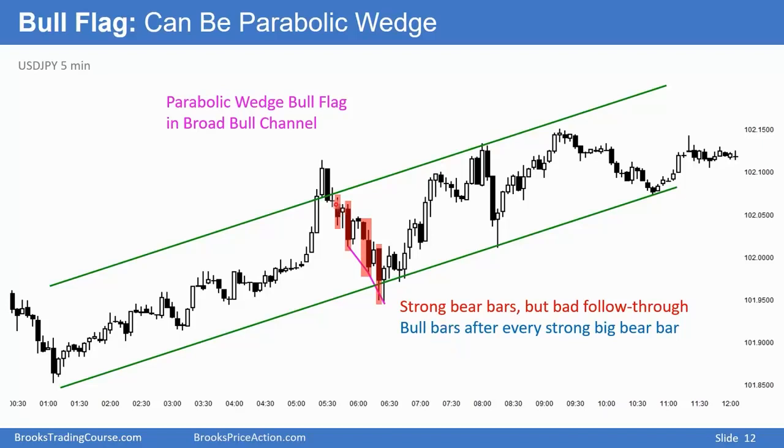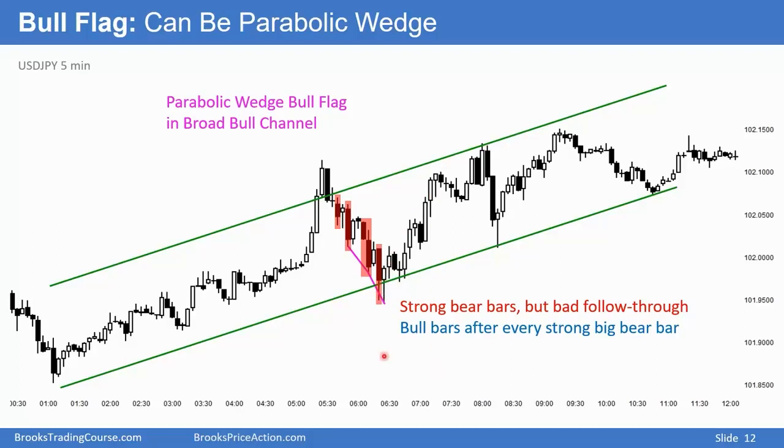Strong bear bars, each one with bad follow-through. A series of sell climaxes, each one with bad follow-through. You have to be thinking that this is unsustainable behavior and probably a bear leg in a trading range or a bear leg and a bull flag, and the market will have at least a small reversal up.